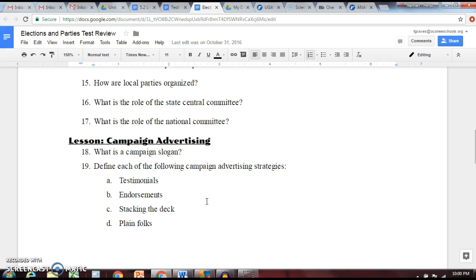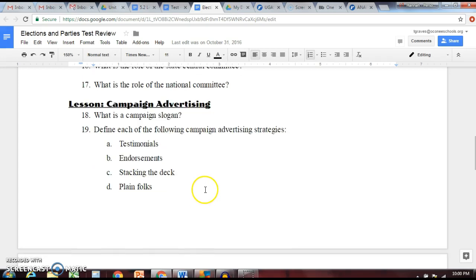Remember, we had several different campaign advertising strategies. You're going to have to be able to identify these. Remember, we did our gallery walk. We talked in detail about these. You're going to have to be able to do this on the test. So remember, a testimonial, this is where someone that's a prominent figure that people would generally know gives a personal story behind why they support that candidate.